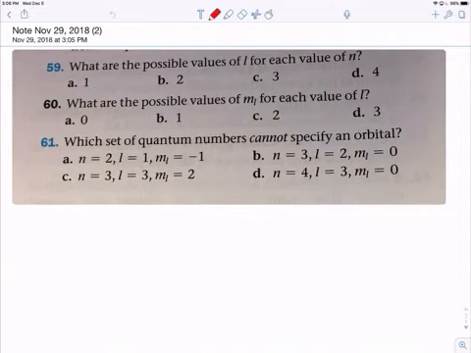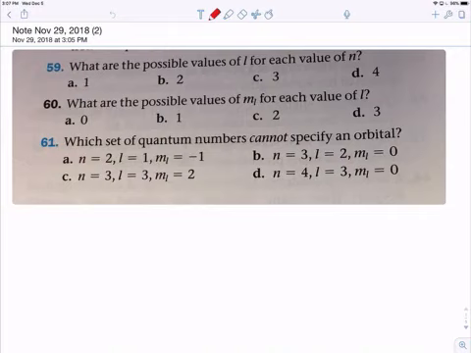Okay, and then which set of quantum numbers cannot specify an orbital? There is a question like this on the final. So for A, n is 2. That means L can be 0 or 1. 1 is fine. If L is 1, M sub L can be minus 1, 0, or 1. Minus 1 is fine. Okay, so B, n is 3. L can be 0, 1, or 2. 2 is fine. If L is 2, M sub L can be minus 2, minus 1, 0, 1, and 2. 0 is fine. For C, n equals 3, L can be 0, 1, or 2. L is 3 is wrong.